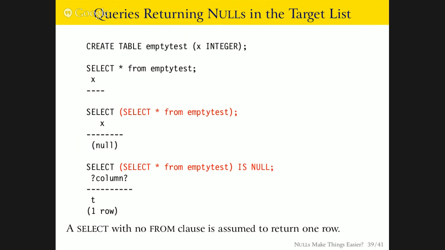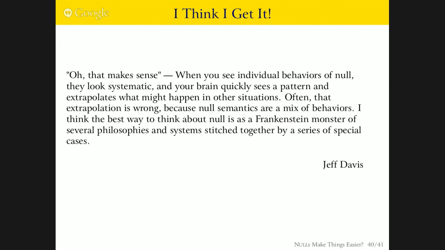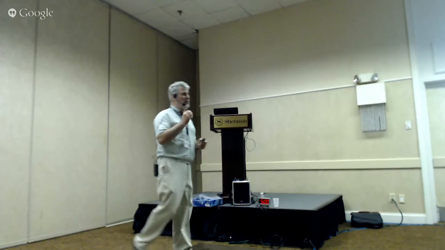So this is my conclusion. This is Jeff Davis, who's one of our back-end engineers. He has this great quote: when you see individual behaviors of null, they look systematic, and your brain quickly sees a pattern and extrapolates what might happen in other situations. Often, that extrapolation is wrong because null semantics are a mix of behaviors. I think the best way to think about null is as a Frankenstein monster of several philosophies and systems stitched together by a series of special cases. And I think that sums up what I've shown you.